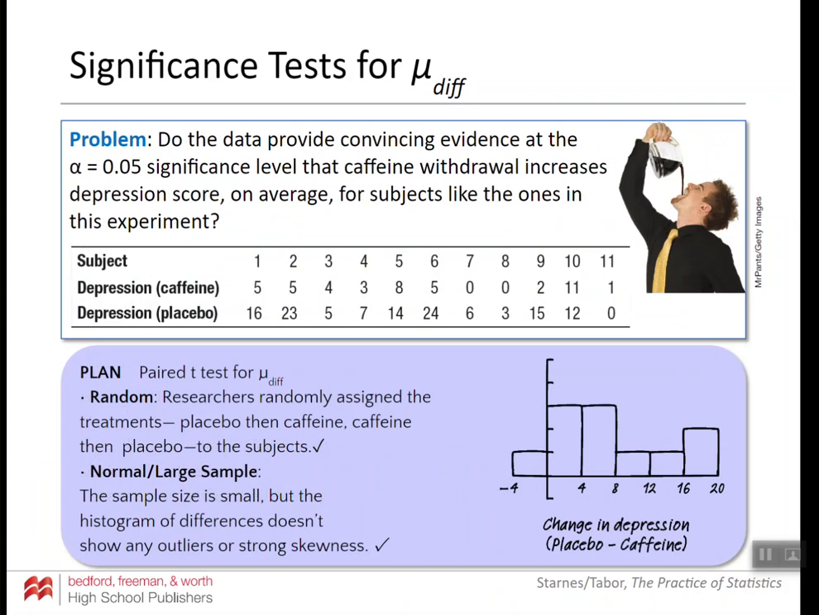Plan. We're doing a paired t-test for the mean difference. Checking our conditions. The researchers randomly assigned the treatments, and we're looking at the order of the treatments: placebo, then caffeine, or caffeine, then placebo to the subjects. Because it's an experiment, we do not have to check the 10% condition. Our sample size is small. It's only 11. So we need to check either a dot plot, histogram, box plot, something. We have a histogram here. It's not strongly skewed and there are no outliers, so we're good to proceed.